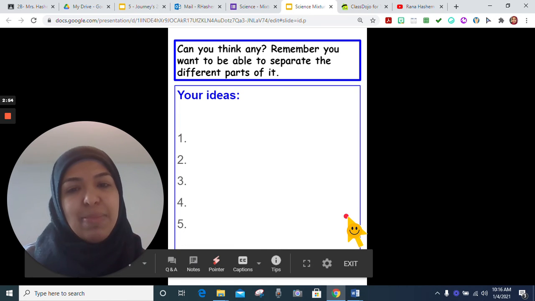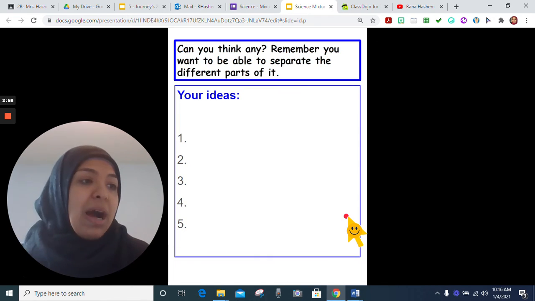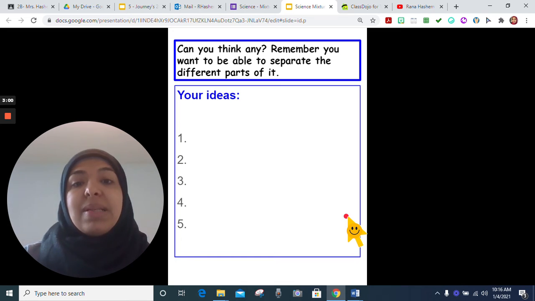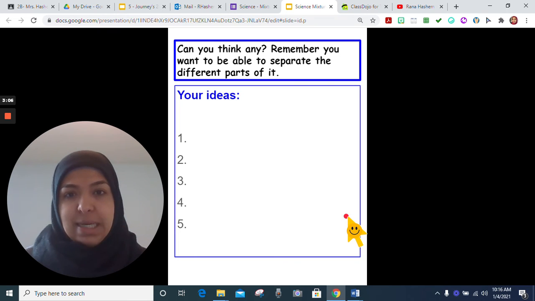Can you think of something else? Look around you, look in your room, in your house. What are some examples of mixtures that you can actually see, find, or make together? What are some of your ideas?